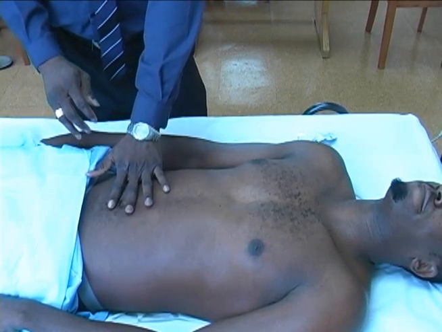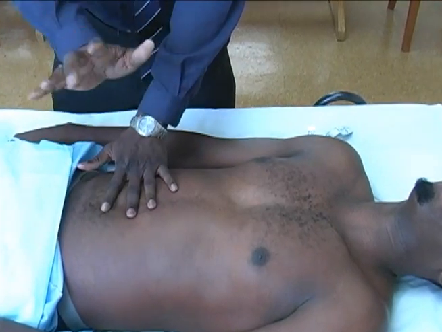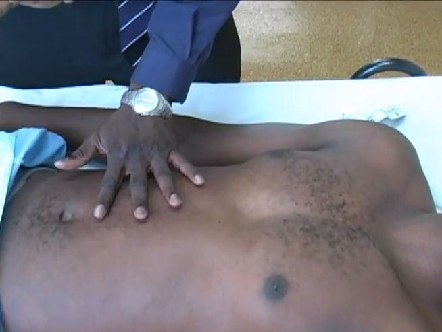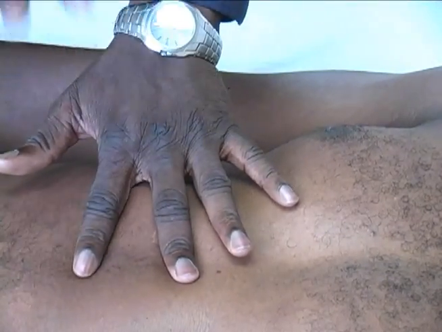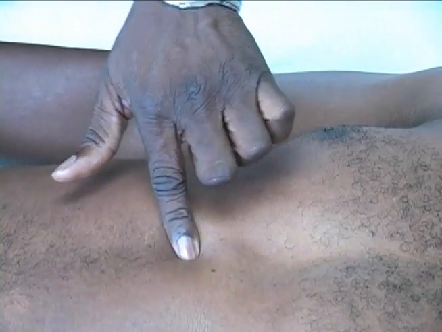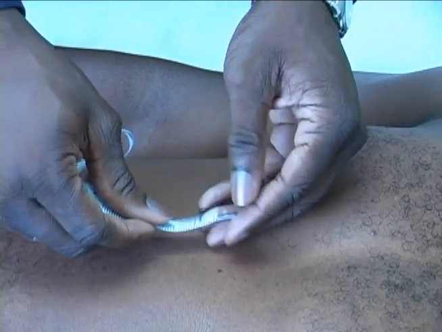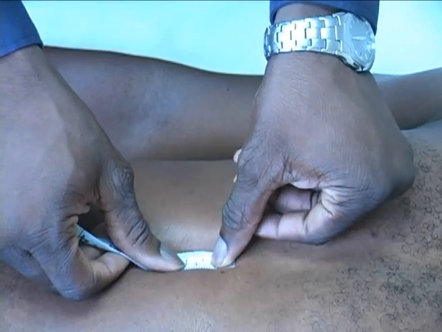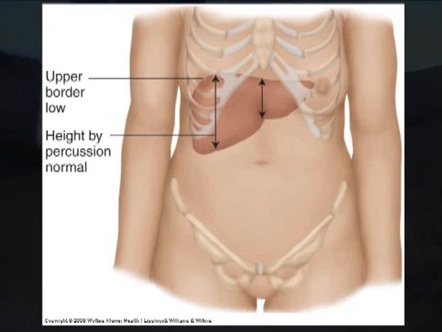To percuss the left lobe, start from the umbilicus and percuss along the mid-sternal line towards the xiphoid. Measure the distance from the dull point to the xiphoid, and this will be the left liver span. Remember, the measurement of the liver span is 6 to 12 centimeters for the right lobe and 4 to 8 centimeters for the left lobe.